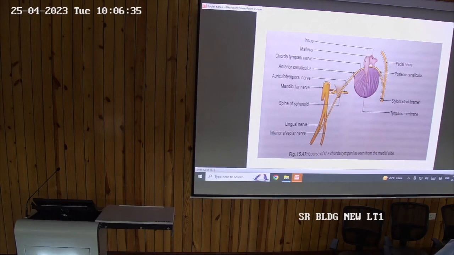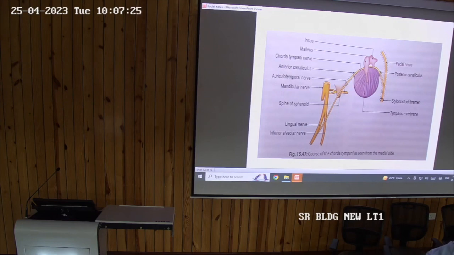The upper half of the face receives the corticonuclear fibers from both sides of the cerebral hemisphere. That means if there is an injury or infection above the nucleus on one side, there will be no paralysis of the upper half of the face. Agar ek side infection hai, injury hai, still it is receiving the fibers from the opposite side. Only the lower half of the face shows paralysis. If there is an injury on the right side, there will be paralysis of the left lower half, because it receives the corticonuclear fibers from the opposite side.